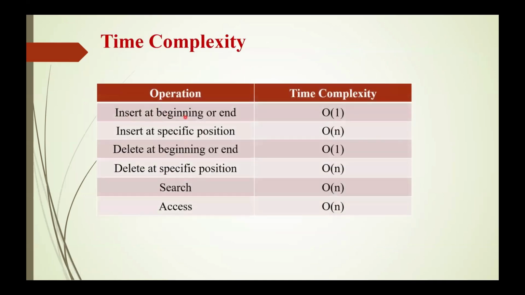So according to that, insert at begin or end is order of 1. Insert at a specific position is order of n, because for the position we have to traverse maximum up to n. Deleting at begin and end is order of 1. Deleting at a specific position means 1, 2, 3, for any position, there are n number of elements, so we have to traverse n times. That's why the order of complexity is order of n. Time complexity: searching an element, we have to go for linear search from 1 to the end of the linked list. That's why the time complexity is order of n. Then access time means we have to go to a specific location, so it is also access time.